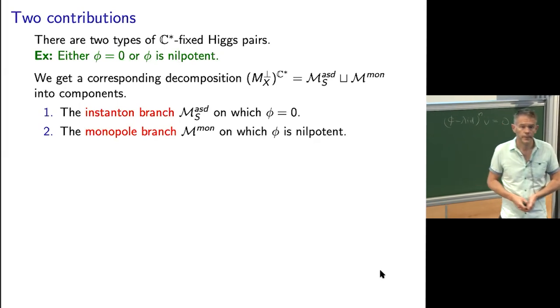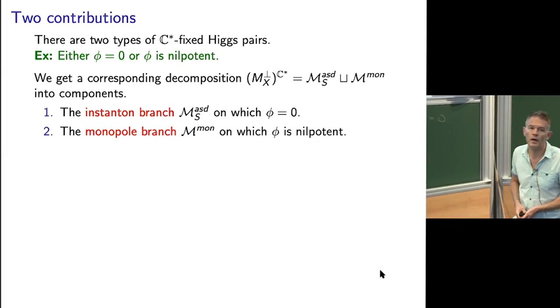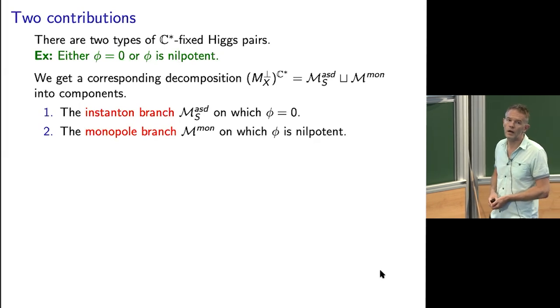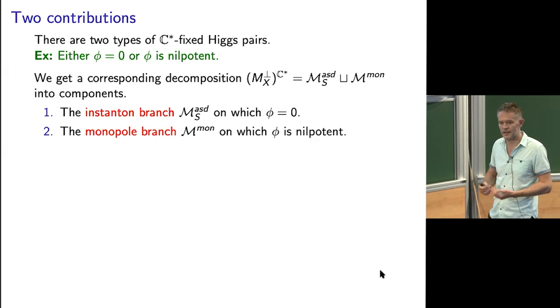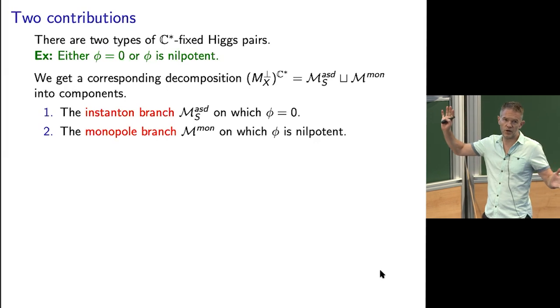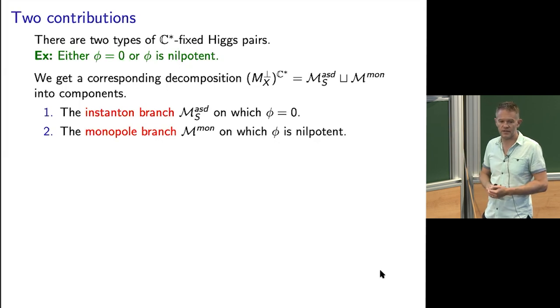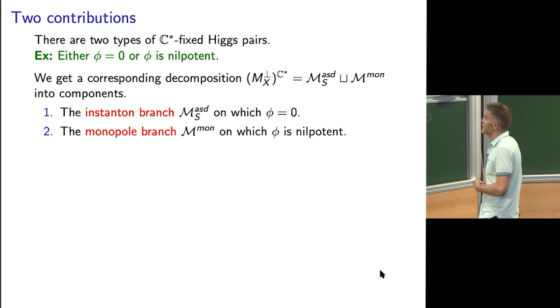Actually, I forgot. Why do we need this kind of C star action here? Just to make things compact. Everything's non-compact, and you can't define invariants because of that. But by localizing to the fixed locus of the C star action, you get a compact situation where you can define things.